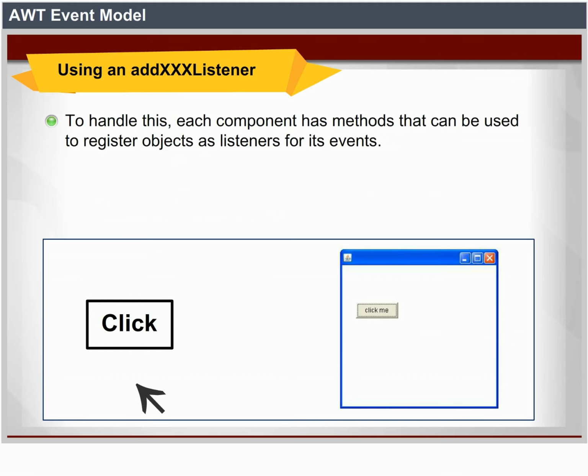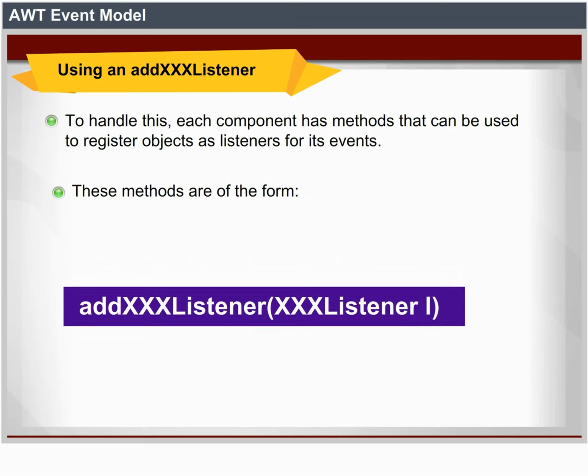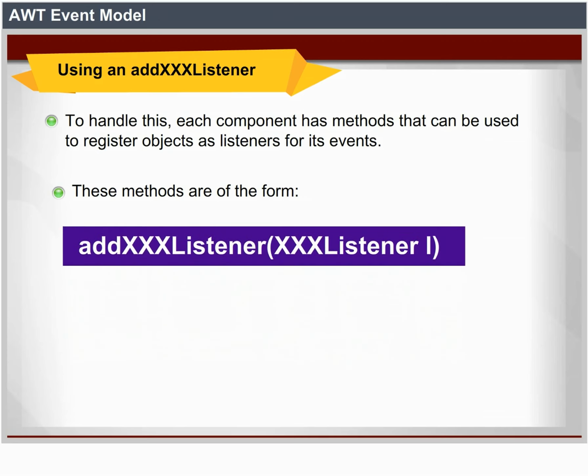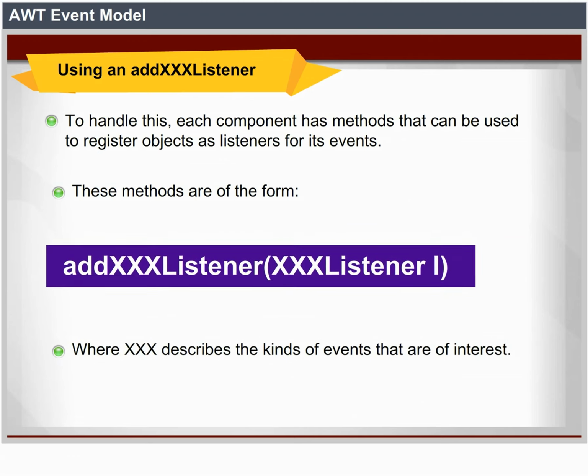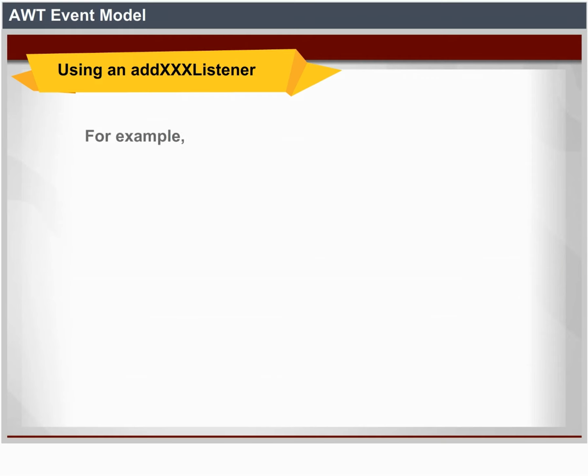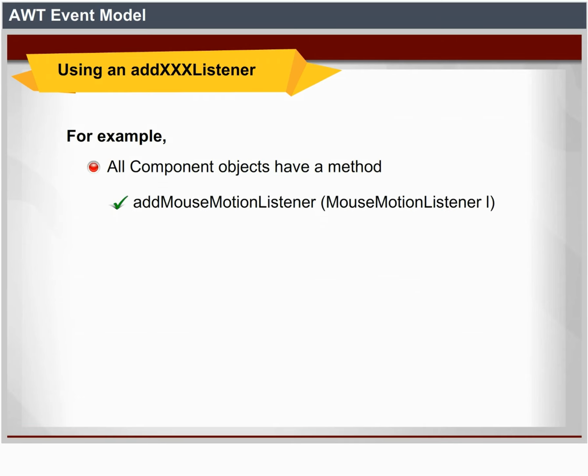To handle this, each component has methods that can be used to register objects as listeners for its events. These methods are of the form addXXXListener(XXXListener l), where XXX describes the kinds of events that are of interest. For example, all component objects have a method addMouseMotionListener(MouseMotionListener l).